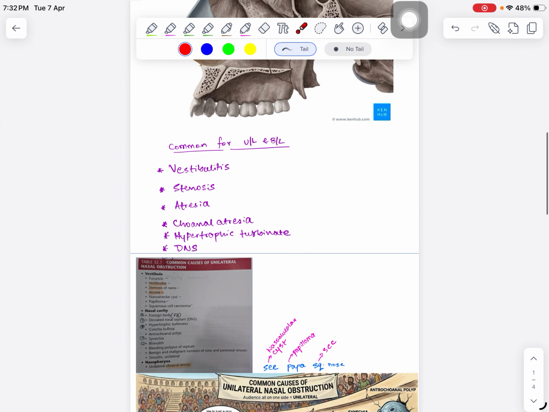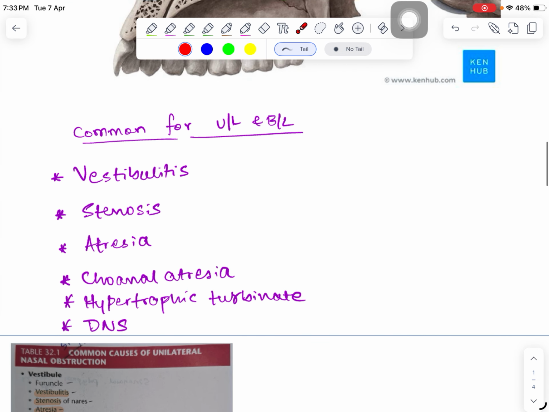Coming to the causes common for both unilateral and bilateral obstruction. Whichever they give, you just have to write these 6 points as common for both. What are those? Vestibulitis, stenosis, atresia, choanal atresia, and then hypertrophic turbinate and deviated nasal septum. Now it looks very confusing, very difficult to remember. Let me break it down for you.